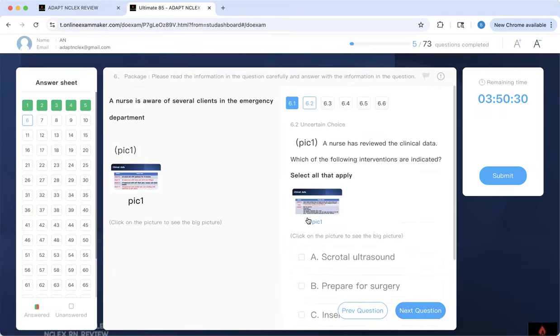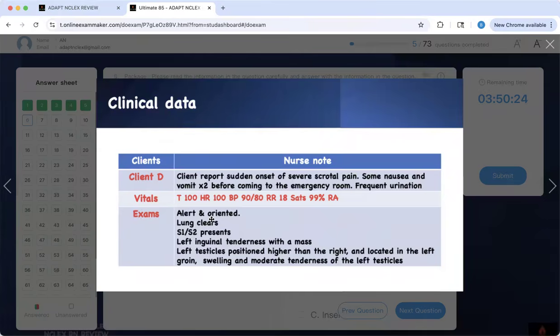Now, they will give you one patient that you've got to focus on, and you move from one place to another. So this is what I did. This is patient D. We know he has a testicular problem. This is the full history. A client presents with sudden onset of scrotal pain, some nausea, vomited twice before coming to the emergency room. These are the signs and symptoms. That's why he came in.